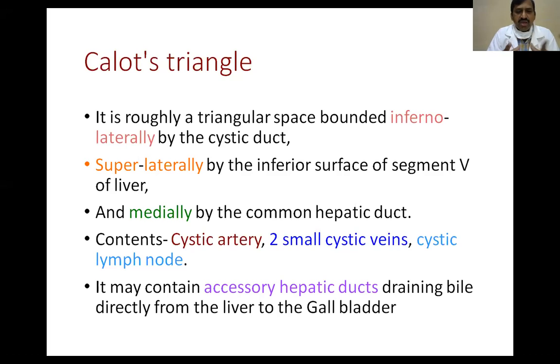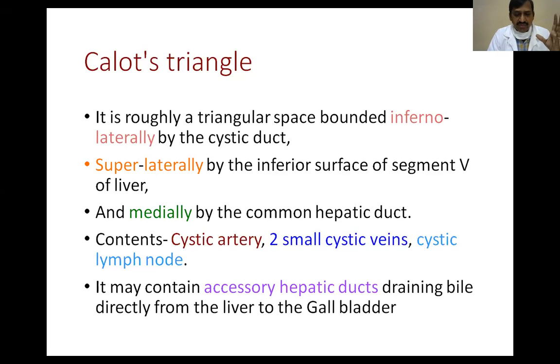What are the contents of the Calot's triangle? That is very, very important clinically. The Calot's triangle contains the cystic artery, which is usually a branch from the right hepatic artery, two small cystic veins, a cystic lymph node, and sometimes there may be accessory hepatic ducts. Usually, the bile from the liver enters through the common hepatic duct, then enters into the gallbladder. That is the normal path.